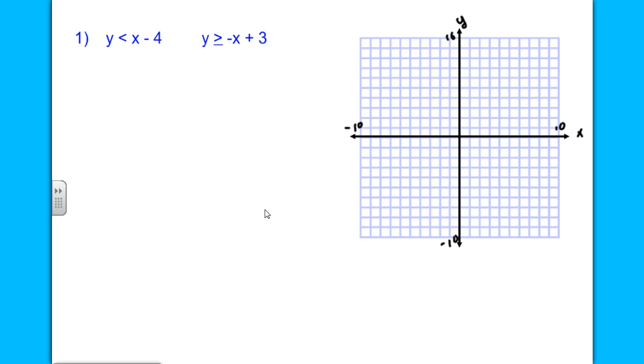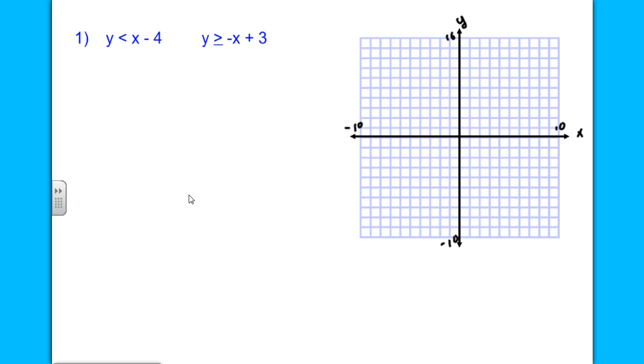So let's try solving this system of inequalities. We're no longer dealing with equations where you see equal signs. We're now dealing again with inequality signs. So we're going to graph each independently and look for the area of overlap. When we look at the first one, it says y is less than x minus 4.